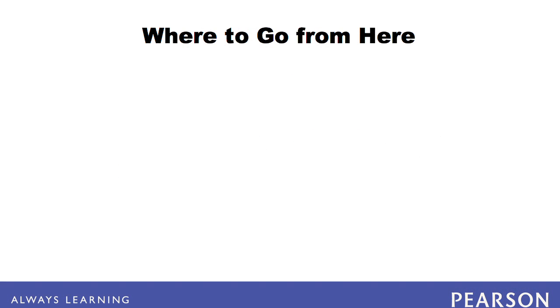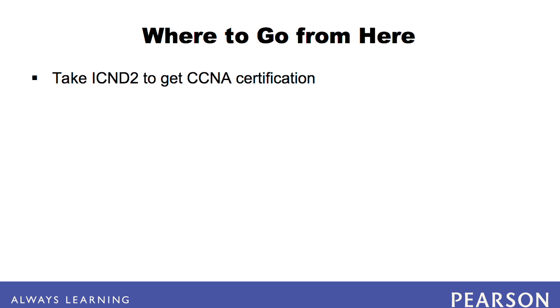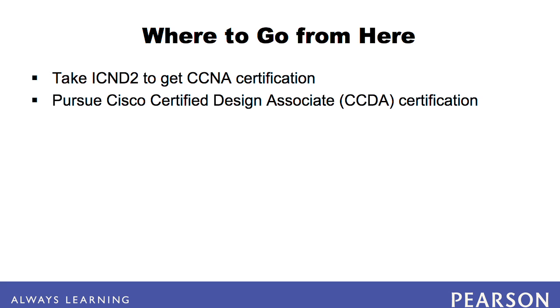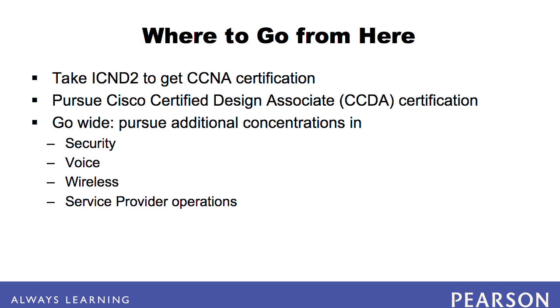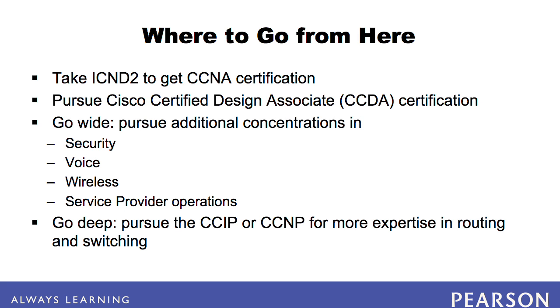After passing the ICND1 exam, many go on to take the ICND2 exam in order to achieve CCNA certification. Passing the ICND2 exam to achieve your CCNA opens up a much wider set of options. You can choose to pursue a Cisco Certified Design Associate certification. You may also choose to go wide and pursue additional concentrations in security, voice, wireless, or service provider operations. Alternately, you may choose to go deeper into routing and switching and pursue the CCIP, which has a decidedly service provider bias, or the CCNP, which is more enterprise-oriented.